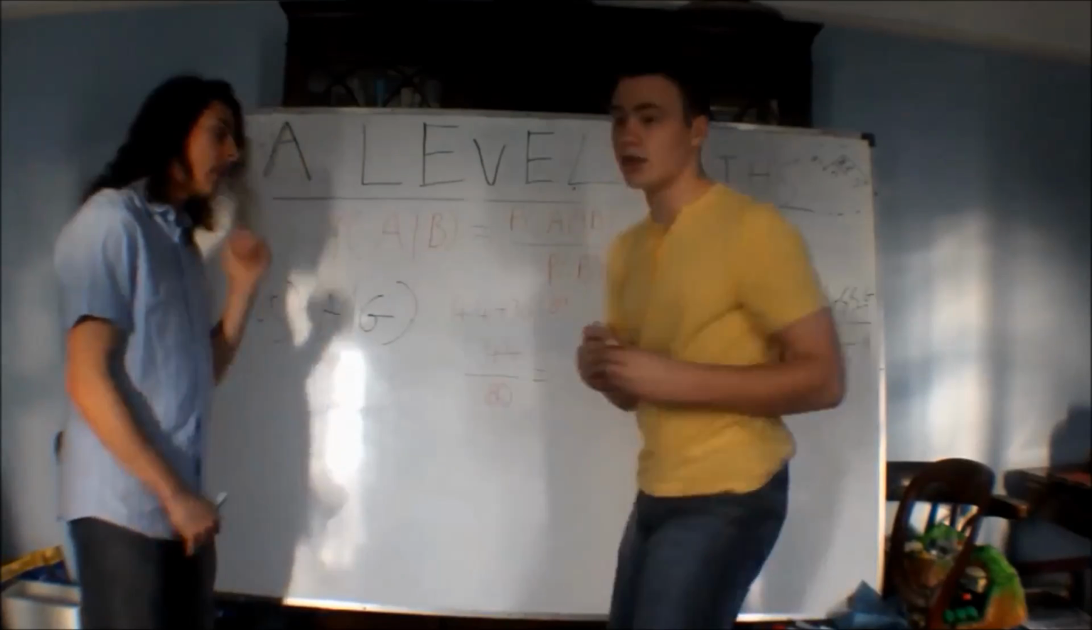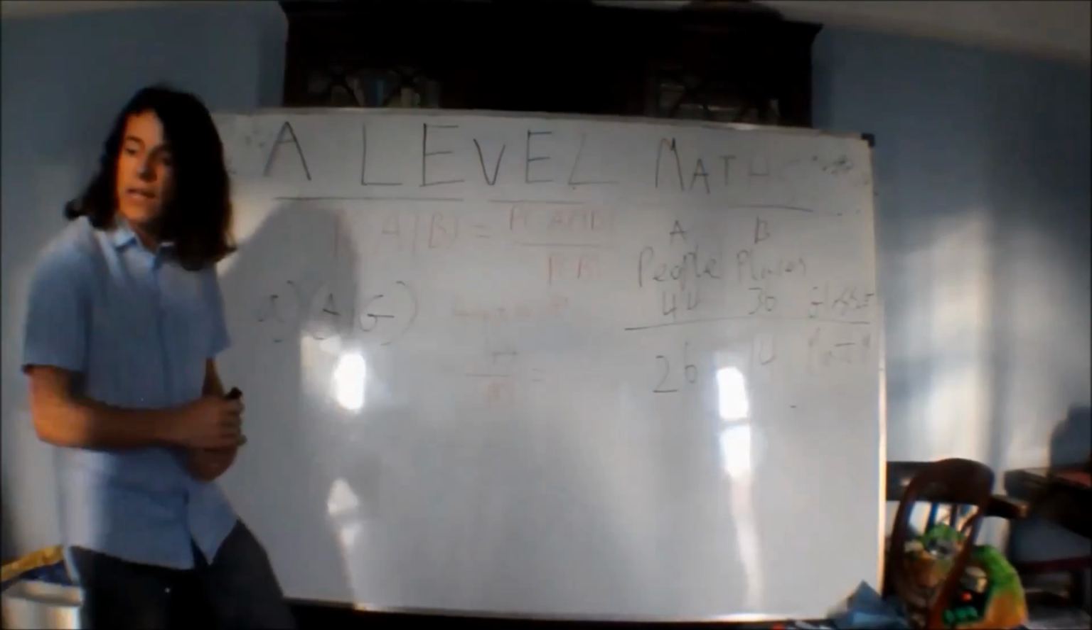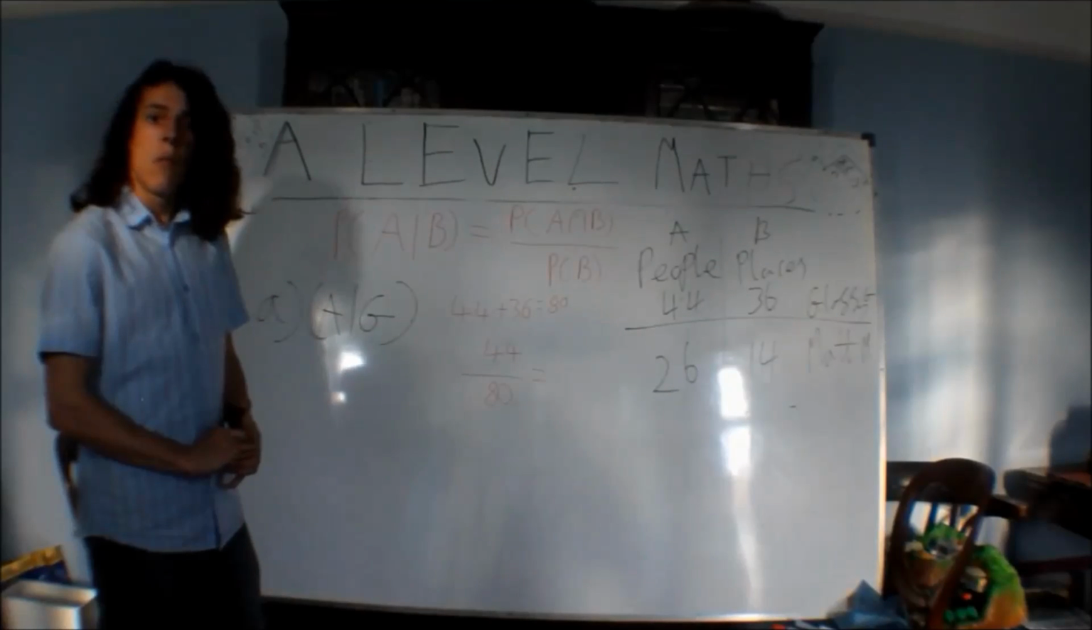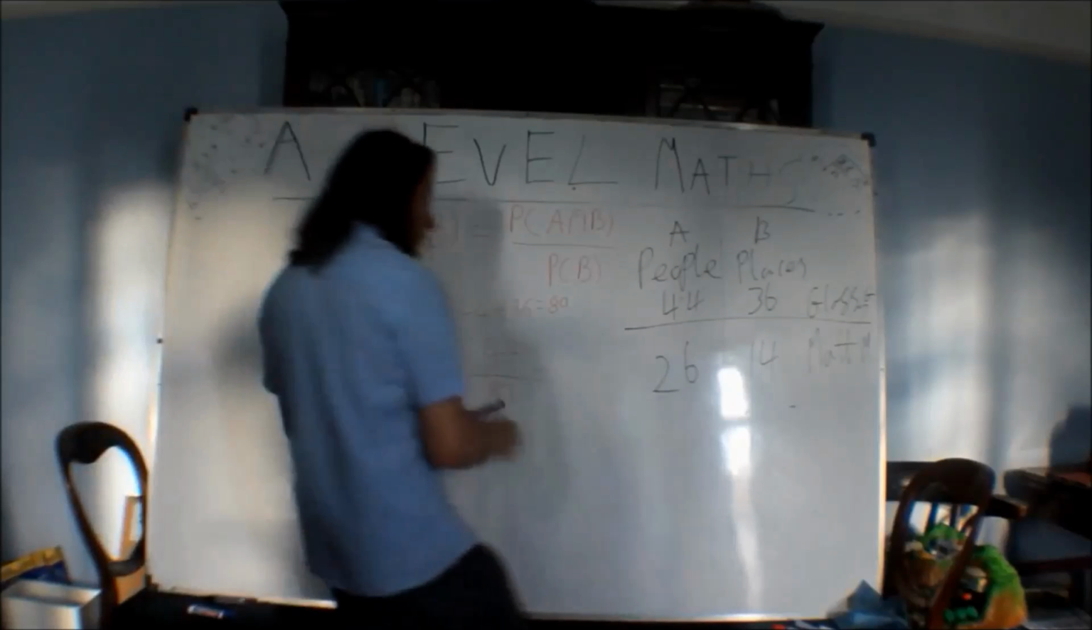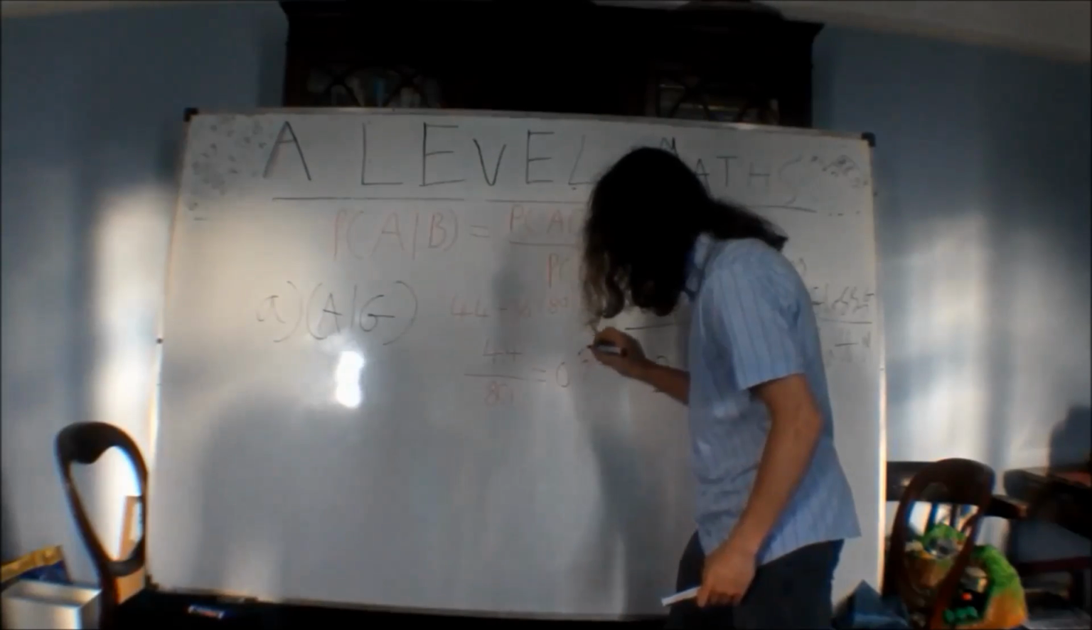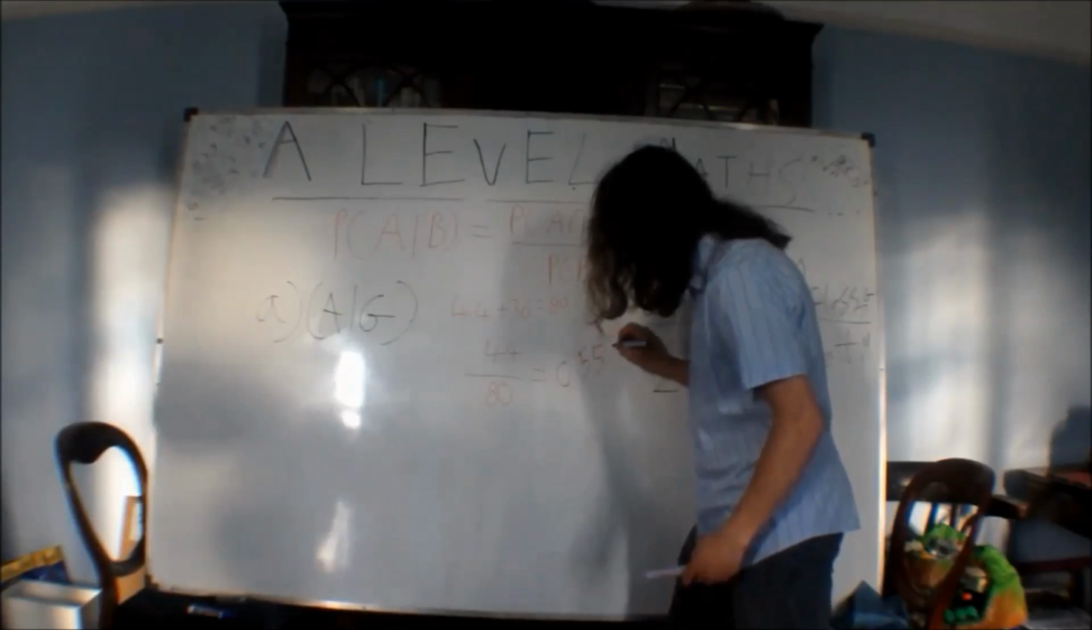Which equals what? Where's my calculator? There's my calculator. 44 divided by 80 is 0.55. That's the chance of that happening. There's a part B and that'll be it, that's all there is.